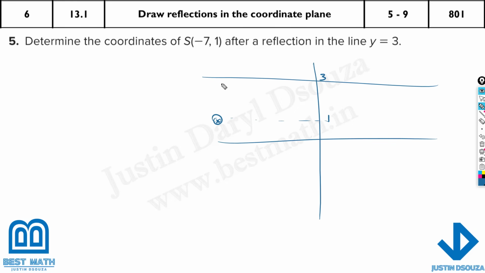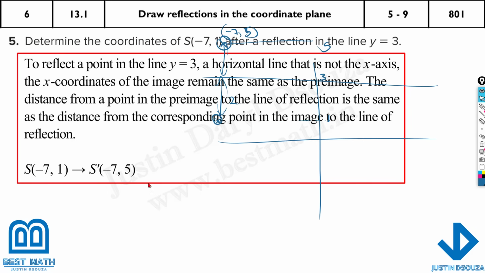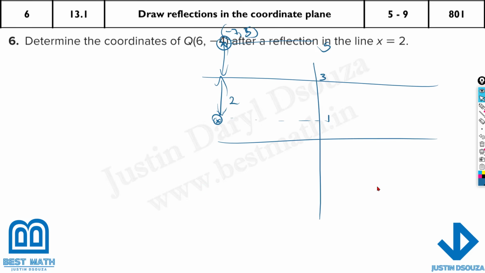Why? Because 1, 2, 3, there's 2 units distance, right? So it'll be over here, it'll be 5. That should be 5. So this will be the point after a reflection along the line y is equal to 3. So it'll be minus 7, 5. That is the answer. So here you can see it'll be minus 7, 5.